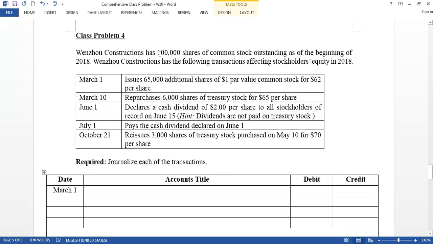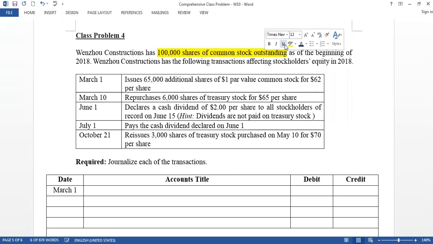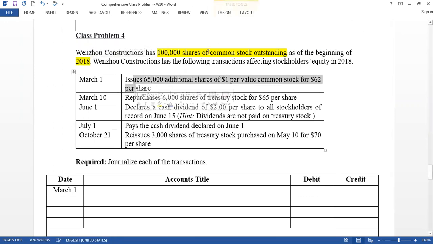So Onjo Construction has 1,000 shares of common stock outstanding. They already have 100,000 of common stock. You understand? They already have this amount of shares from the very beginning of 2018. So from the very beginning of 2018, they already have a common stock shareholders balance. It is 100,000 shares. Now, Onjo Construction has the following transactions after shareholders equity of 2018. So after that, they have some additional transactions.